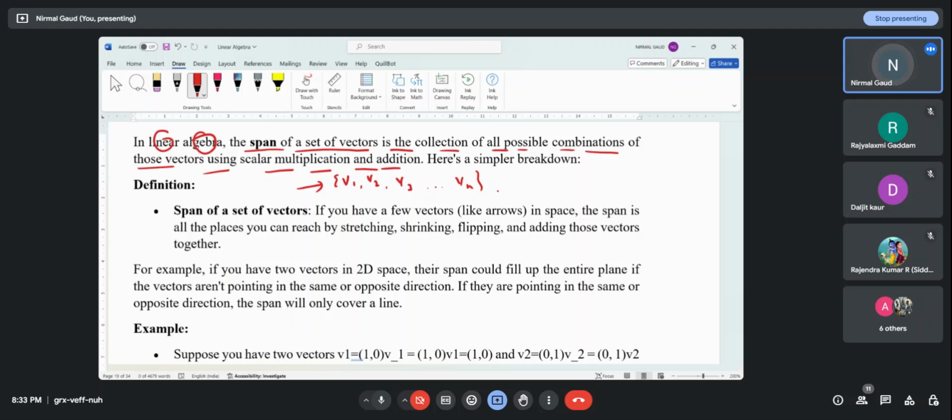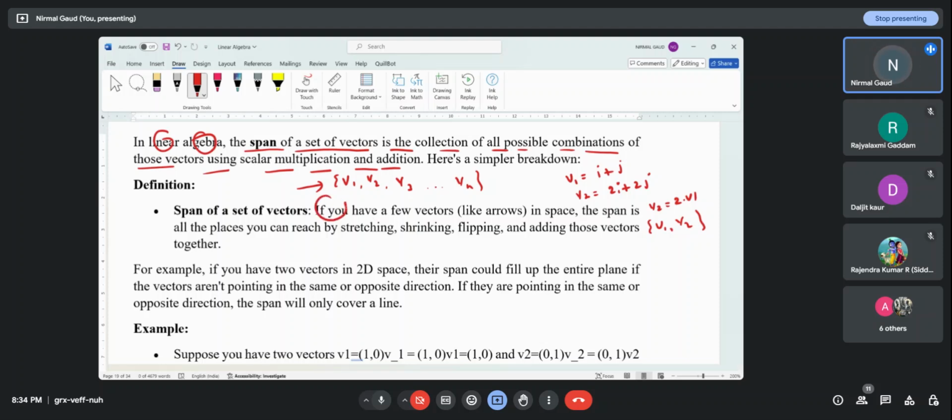And I gave you an example in the previous class also. For example, like this, you are having a vector i plus j. This is vector v1. V2 is 2i plus 2j. So ultimately v2 is 2 times v1. So I can represent v2 in terms of v1. Obviously v1 and v2 are coming in a span. Point is clear.